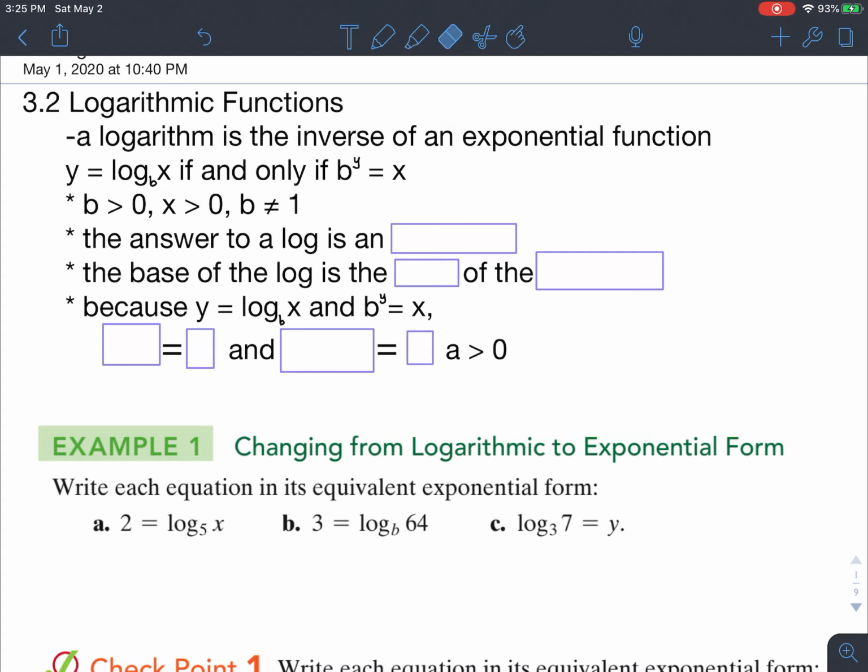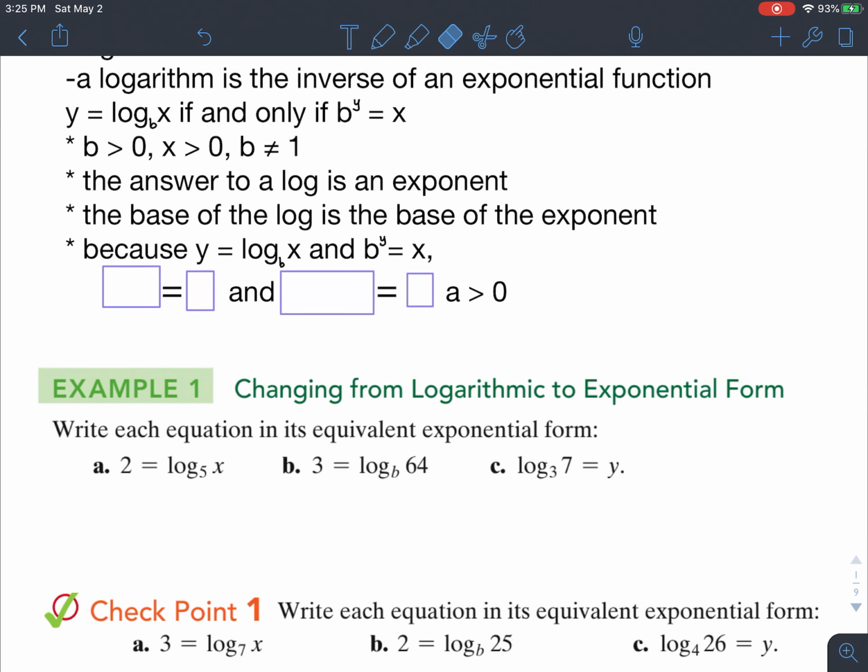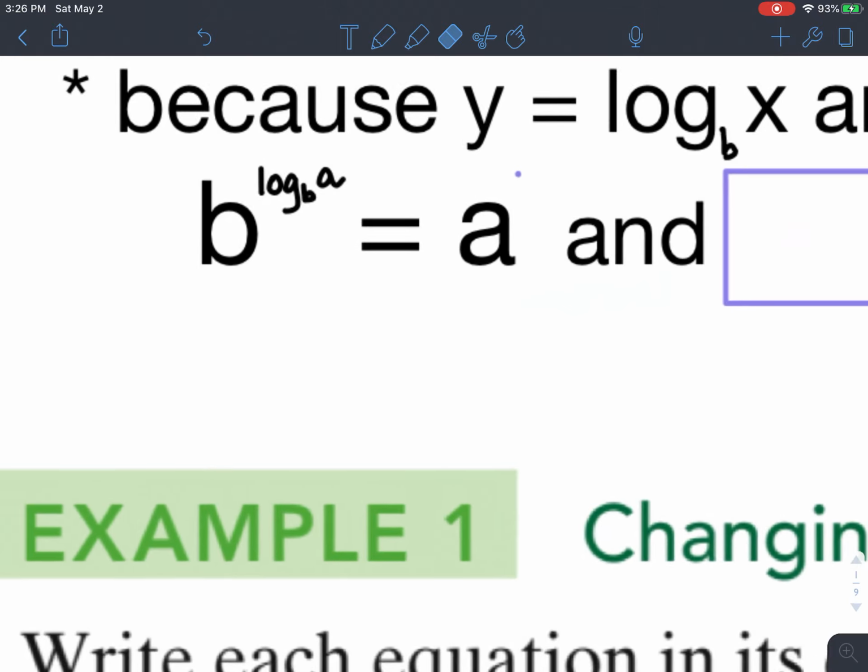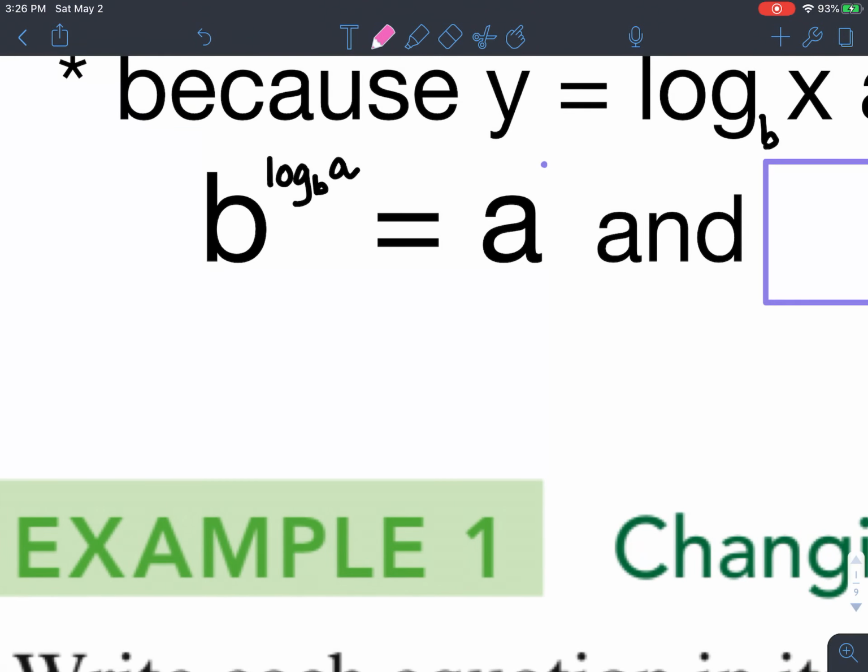One of the most important things I want you to remember is that the answer to a log is an exponent. The base of the log is the base of the exponent. Because y equals log base b of x and b to the y equals x, b to the log base b of a equals a. So let's look at that for a second. See, this b cancels with this. You just are left with this a.